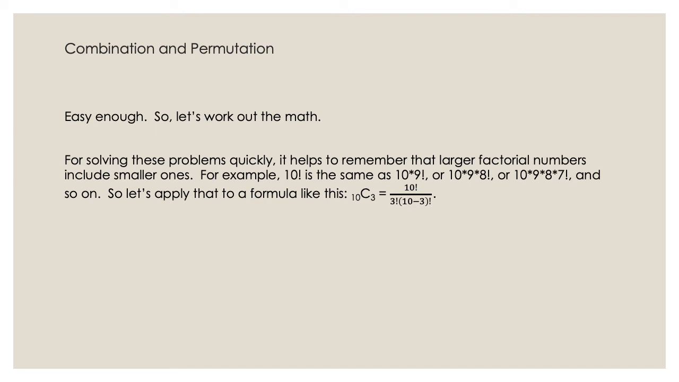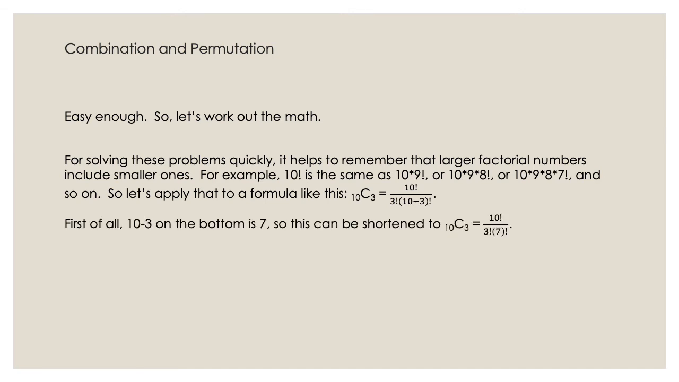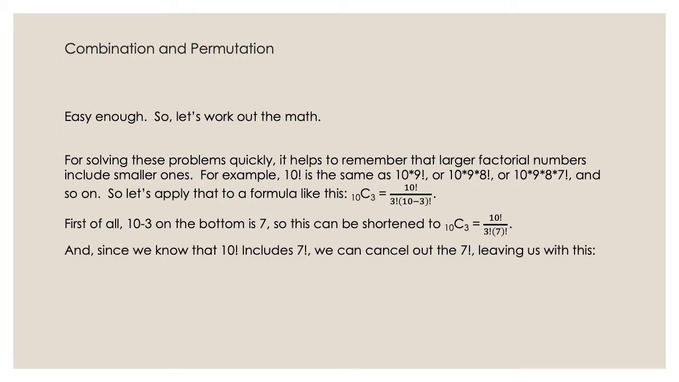Choosing 3 out of 10 in a combination, we've got 10 factorial on top divided by 3 factorial multiplied by 10 minus 3 factorial, or just 7 factorial. So we simplify it, and that's what it looks like. And since we know that 10 factorial includes 7 factorial, we can cancel out the 7 factorial, leaving us with this.